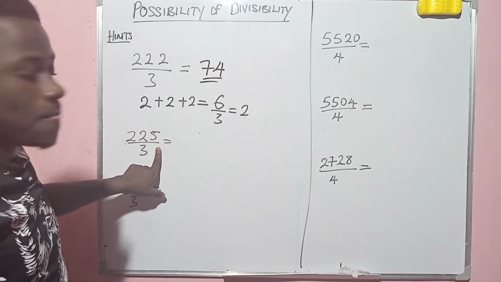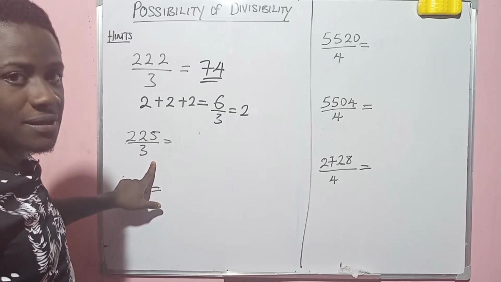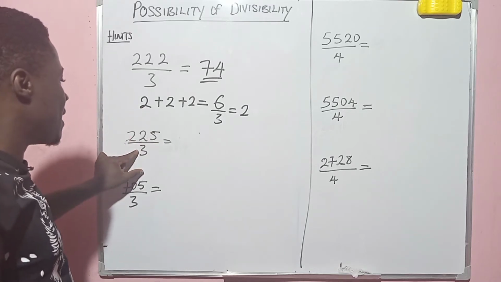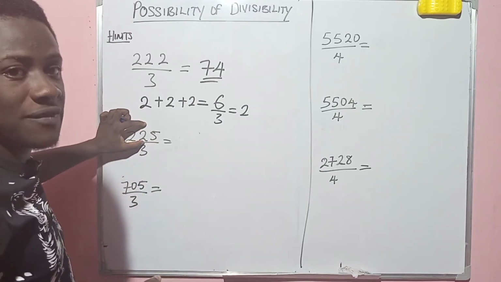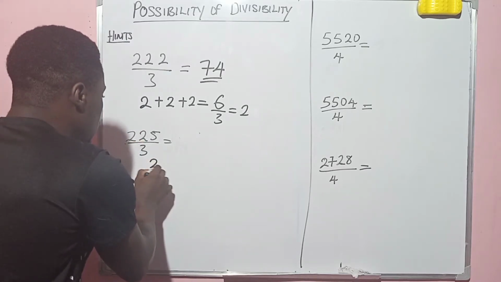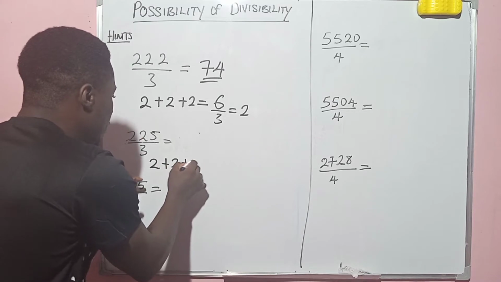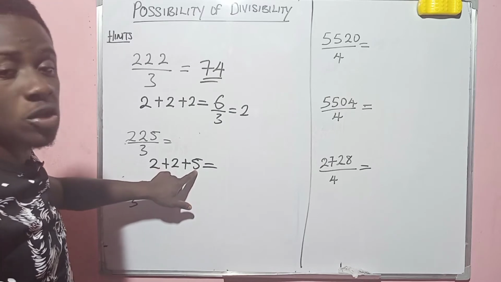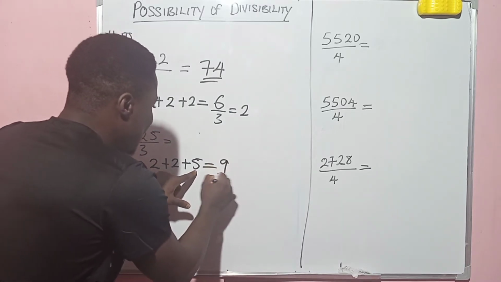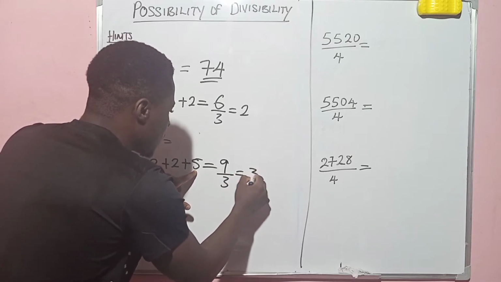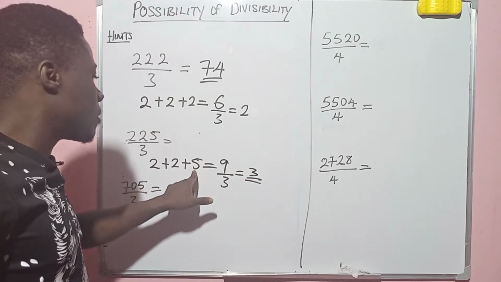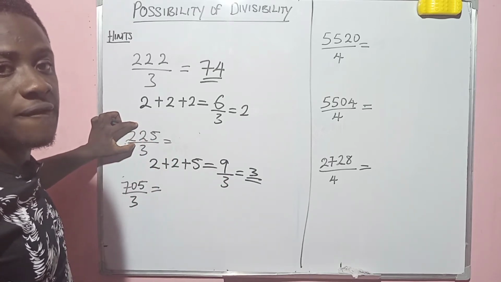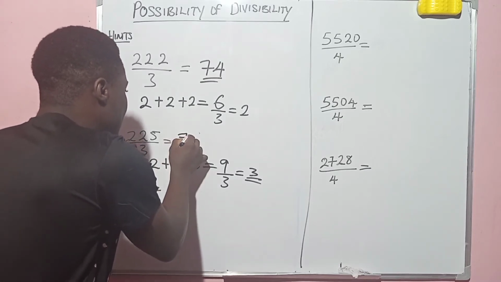The same thing is applicable here. 225, is it divisible by 3? Yes. Because of what? If you sum the digits of 225, if the value can be divided by 3, automatically this number will be divisible by 3. Let's have it. I have 2 plus 2 plus 5. 2 plus 2 is 4. Then 4 plus 5 will automatically give me what? 9. 9 divided by 3 will give me what? 3. So if the sum of digits, which is 9, is divisible by 3, automatically 3 can divide 225 to have what? I'll be having 75.